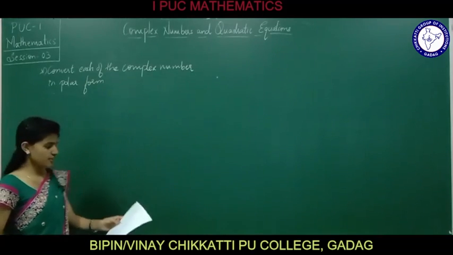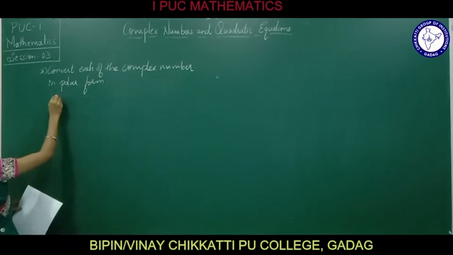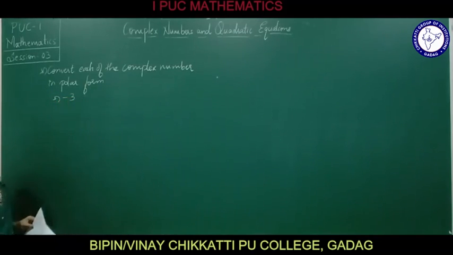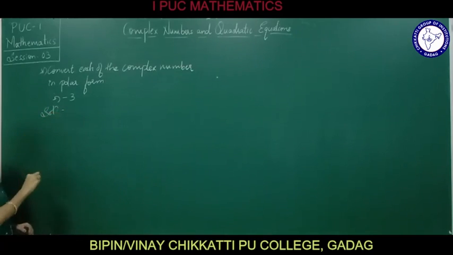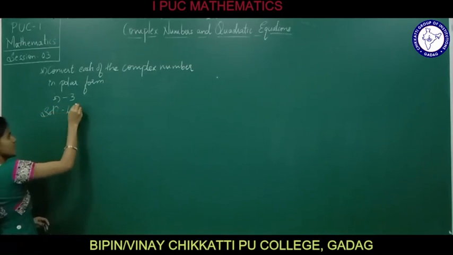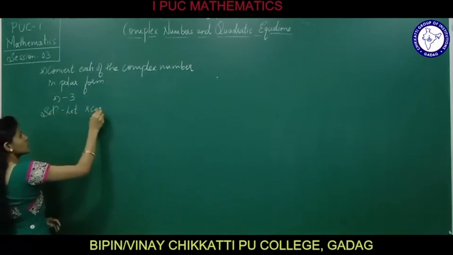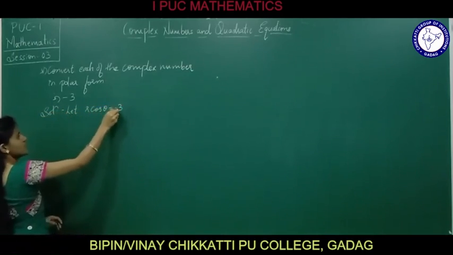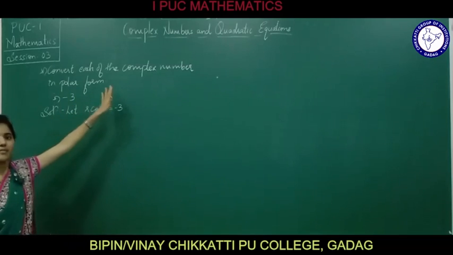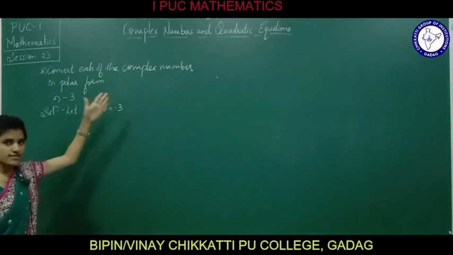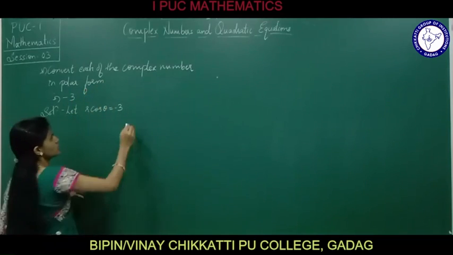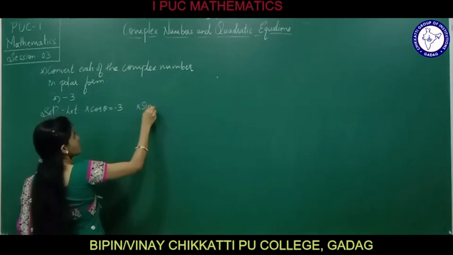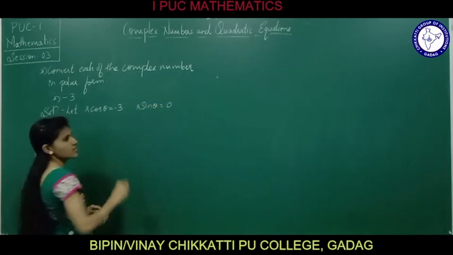So let us solve one more problem. What is it? We need to find the polar form of minus 3. They have given us minus 3. Then how are we going to solve it? Again consider the same steps. That is, let r cos theta be minus 3. But see, we do not have any number on the y-axis, that is the imaginary axis. We do not have any number with i. Then how are we going to write? We write r sin theta is equal to 0.